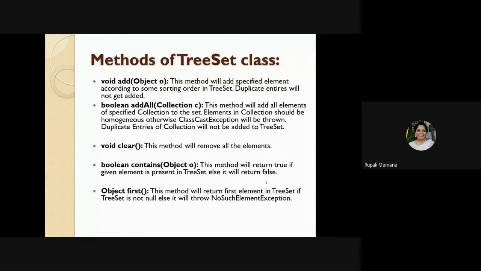Now let us see the methods on it. Methods we have seen for the previous collections, so similar methods we have, and some methods we might have additionally. The first method is to add an object to the TreeSet. So you have the add method, and you pass the parameter here, object O. This method is going to add the specified element according to some sorting order. Again I am repeating, TreeSet will not have duplicate values. If you try to add a duplicate value, it will not be added in the TreeSet, because duplicate entries are not allowed in TreeSet.